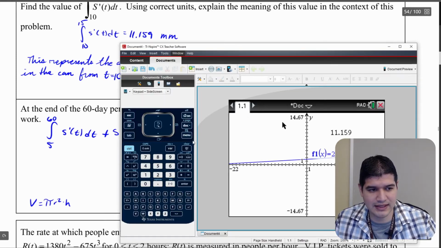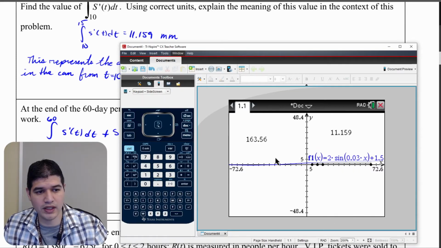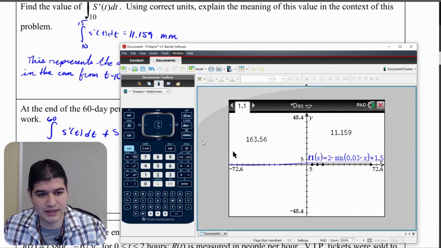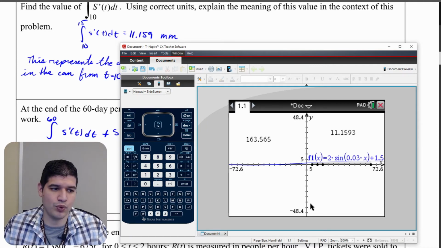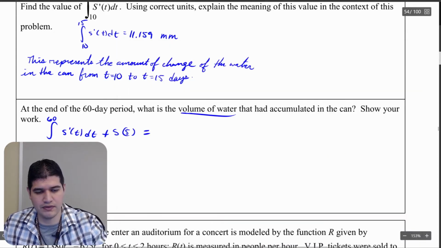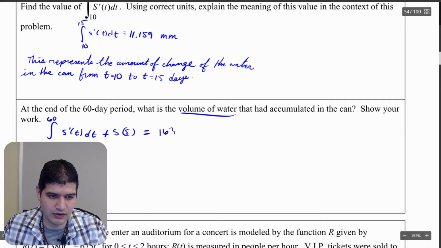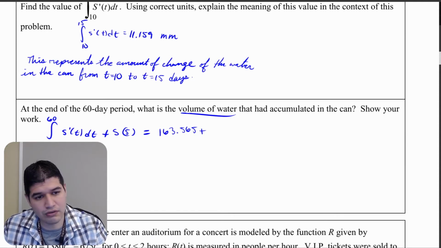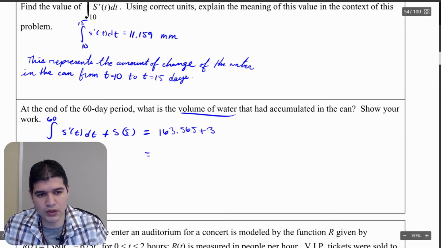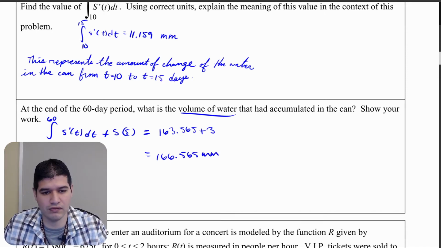We're going to go 5 to 60 here, and I get 163.56. Let's add in another decimal point, so 163.565. So that's going to be 163.565, and we're going to add in the initial amount of 3 millimeters. So our total amount for this comes out to be 166.565 millimeters.